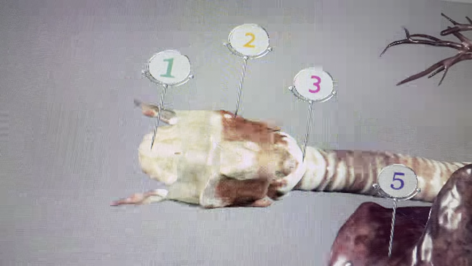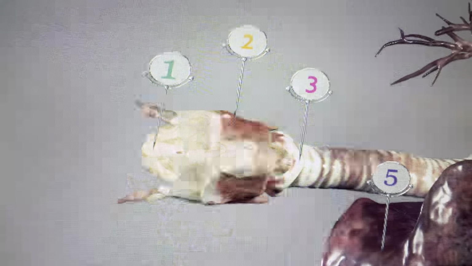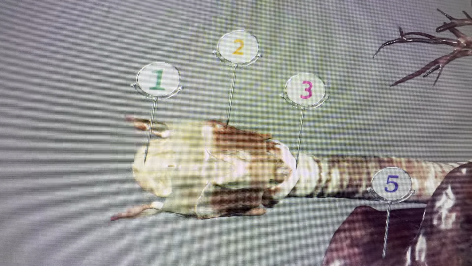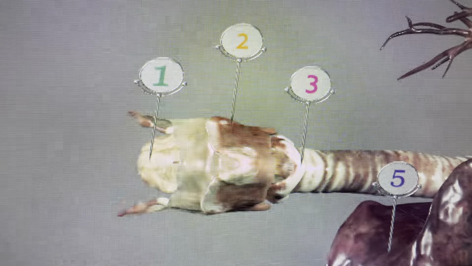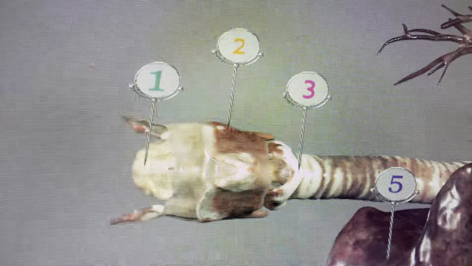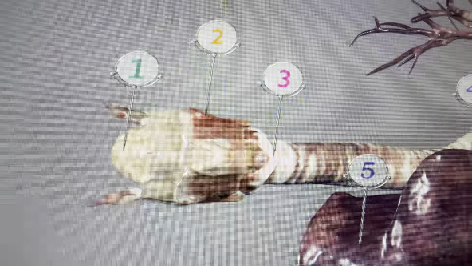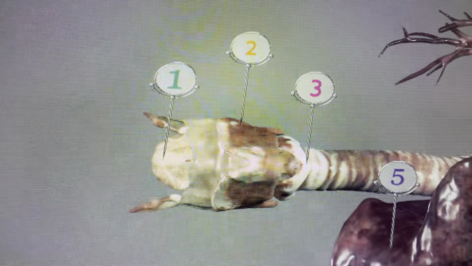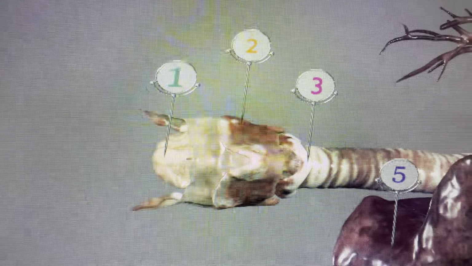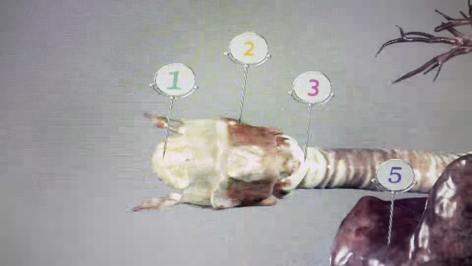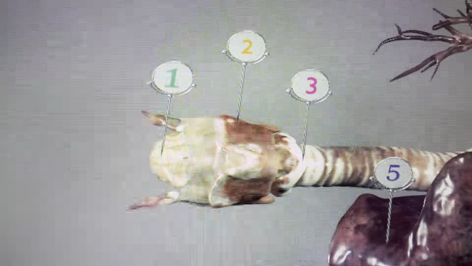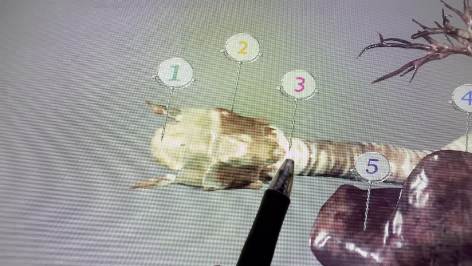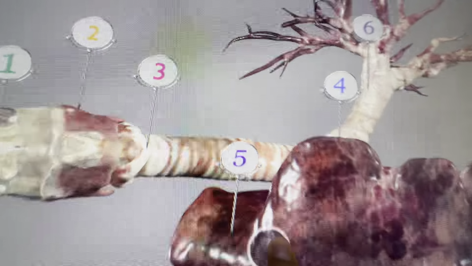What is number 1? That's your epiglottis. What is number 2? That is your thyroid cartilage, also known as Adam's apple. What is number 3? That is your cricoid cartilage. All three of these structures are part of what organ system or what organ set? And that is your larynx, also known as your voice box. So number 1, epiglottis. Number 2, thyroid cartilage. Number 3, your cricoid.